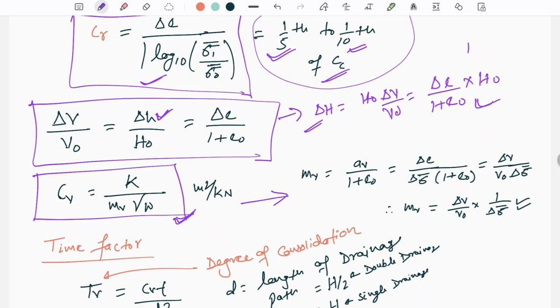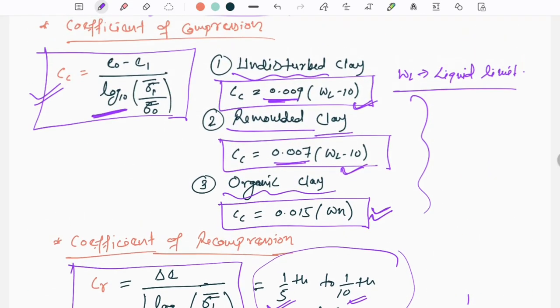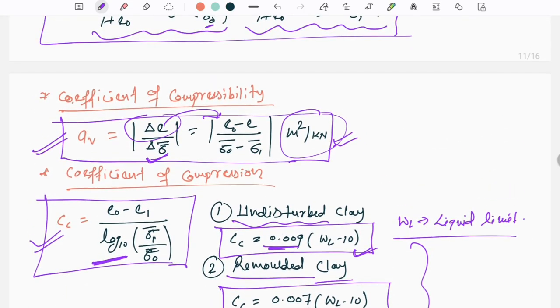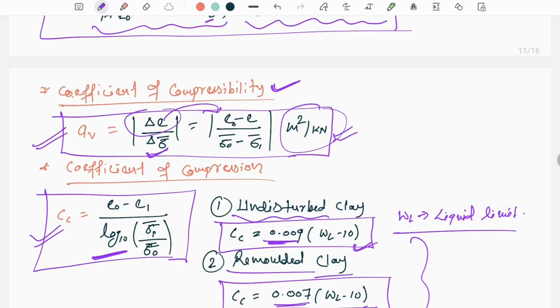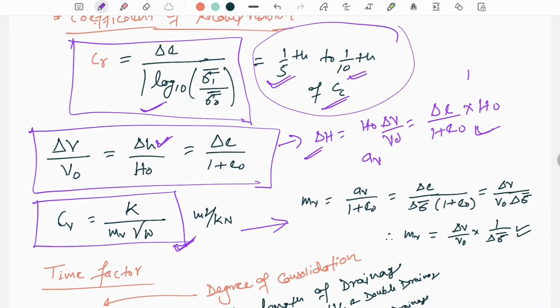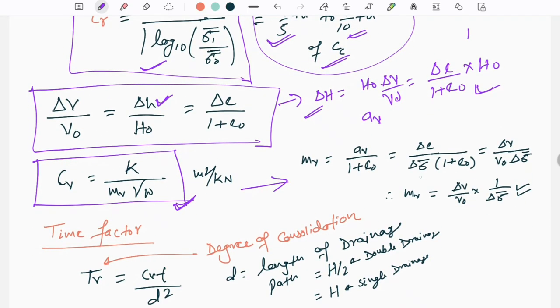Rewrite it like that. Here mv is the coefficient of volume compressibility. So mv is equal to av upon 1 plus E naught, and you can rewrite this term as del E upon del sigma bar. Why? Because of this av. We already discussed av here. av is the coefficient of compressibility, that is nothing but the ratio of change in void ratio to the change in stress. So we just rewrite here del E upon del sigma bar is the av, right?